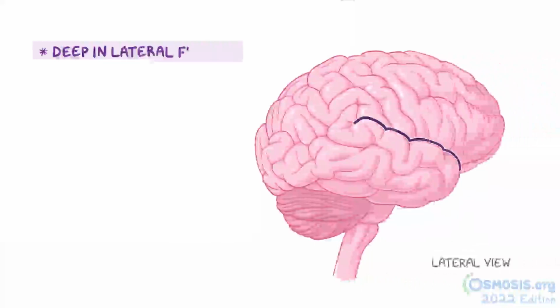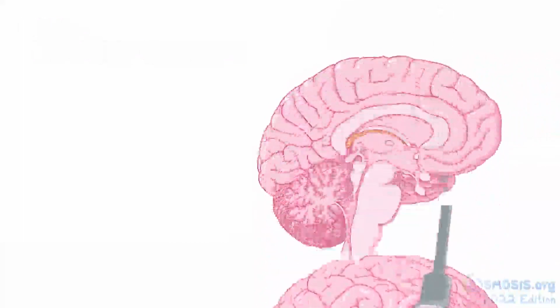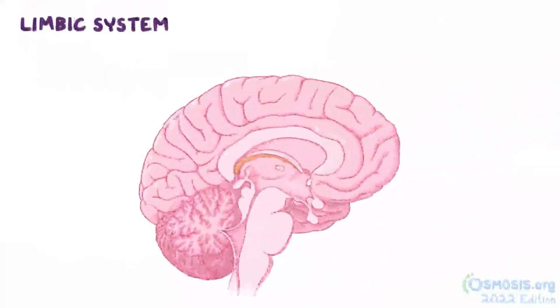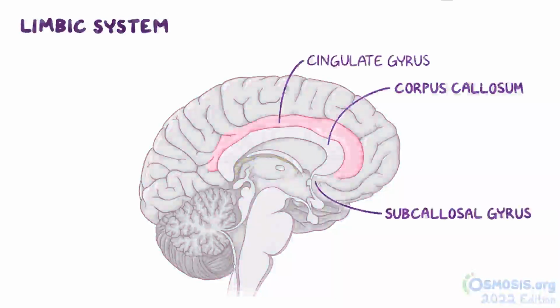Deep within the lateral fissure is the insula, or fifth lobe. And finally, around the corpus callosum, we have a strip of cortex, the subcallosal gyrus and the cingulate gyrus, that are both part of the limbic system.